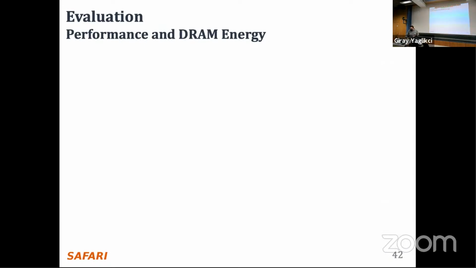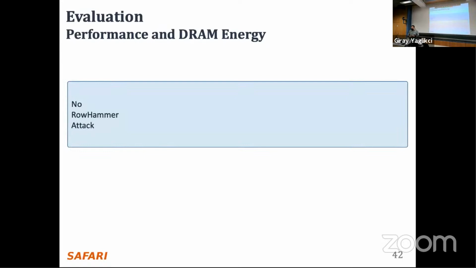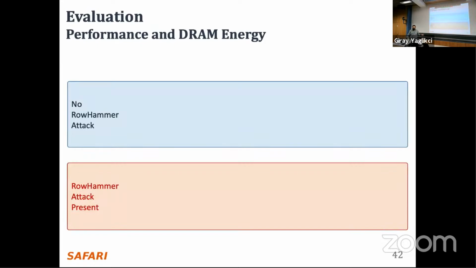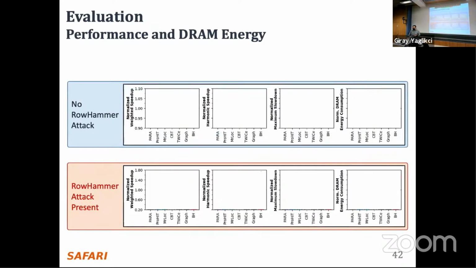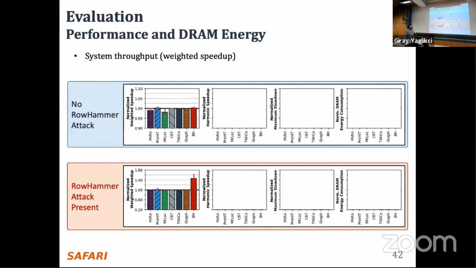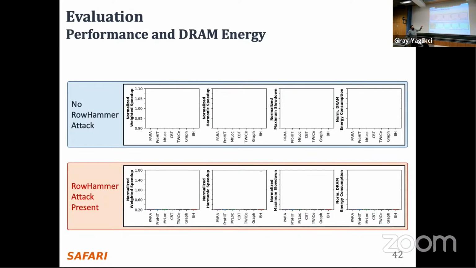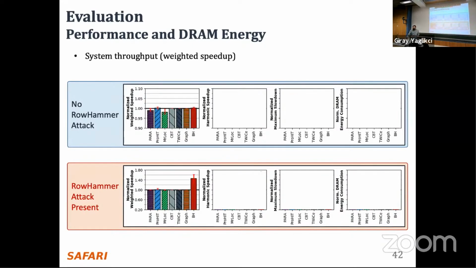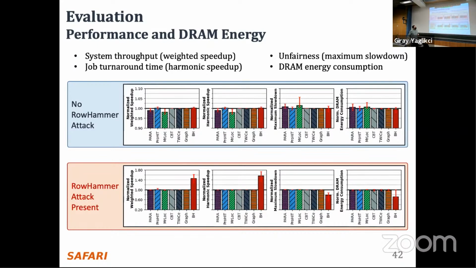Things get more interesting when we evaluate these mechanisms with multi-programmed 8-core workloads. We conduct this test when there is no RowHammer attack and when a RowHammer attack is present. We use 4 metrics in this evaluation: system throughput in terms of weighted speedup, job turnaround time in terms of harmonic speedup, unfairness in terms of maximum slowdown, and DRAM energy consumption at the very end. These are the values.